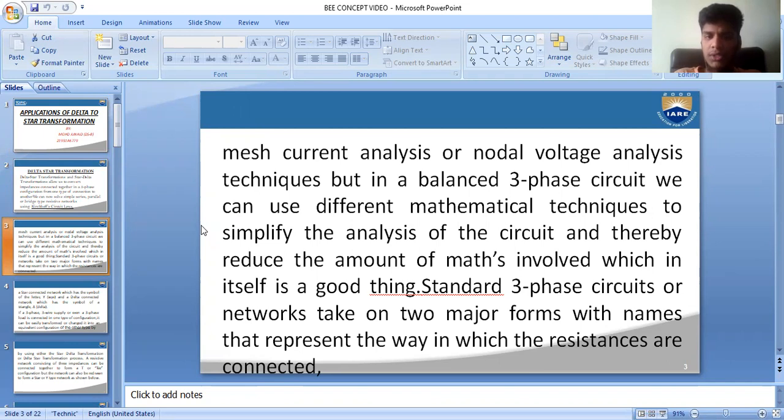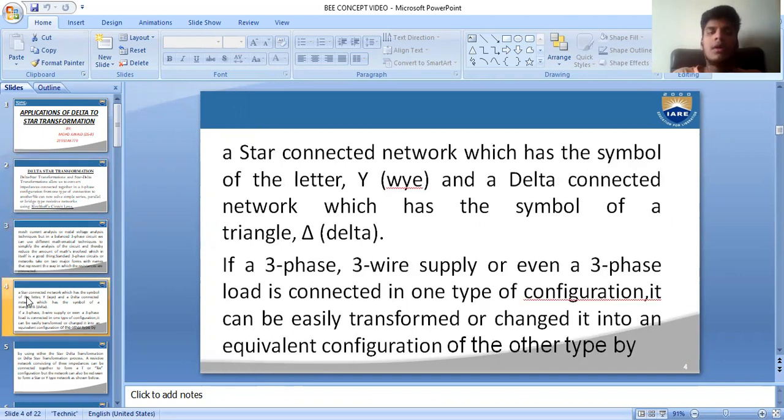Standard three-phase circuits or networks take on two major forms with names that represent the way in which the resistances are connected. Here, a star connected network has the symbol of the letter Y. So we have to remember one thing: the star connection is denoted by the letter Y, and the delta connected network is denoted by the delta symbol.